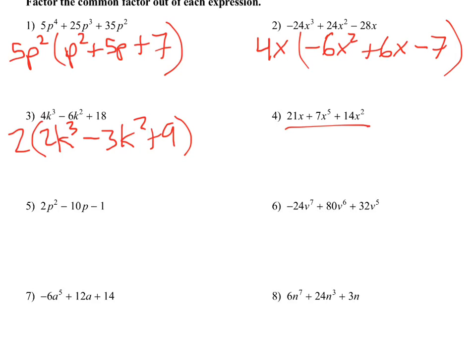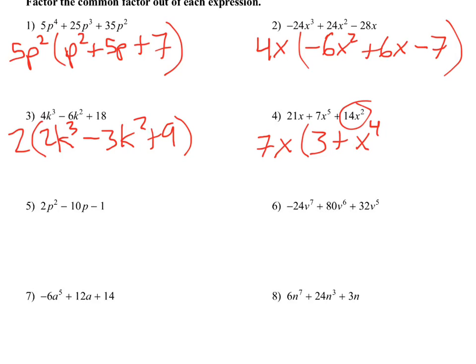Moving on to the next one. Each of these can be divided by 7, so 7 is going to be out front. And the smallest amount of x's available is just 1, and so that's all I can pull out. Take this and divide by 7x, and you'll get 3. Take this, divide by 7x, and you'll get just x to the fourth.